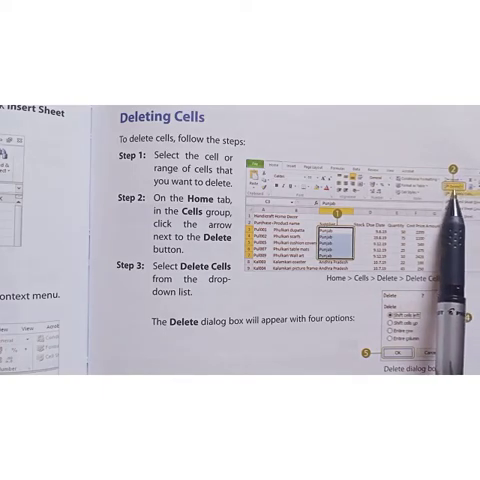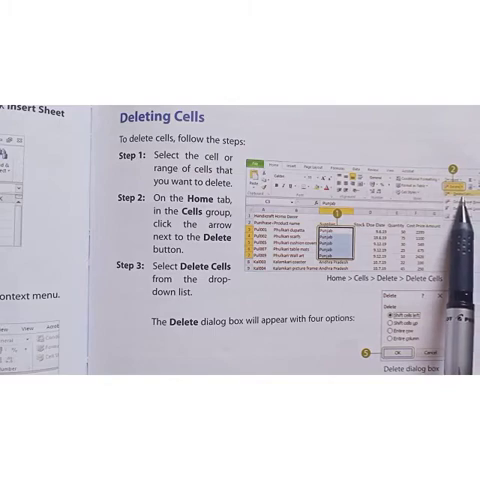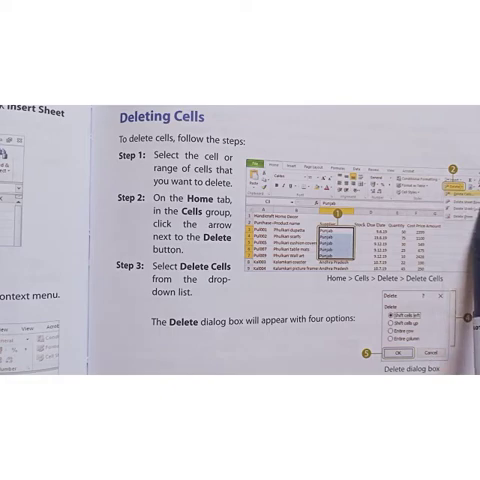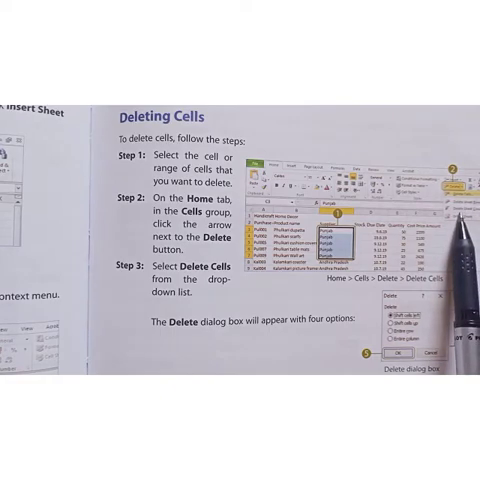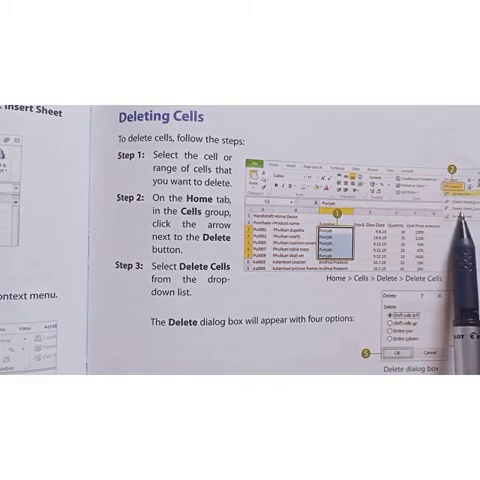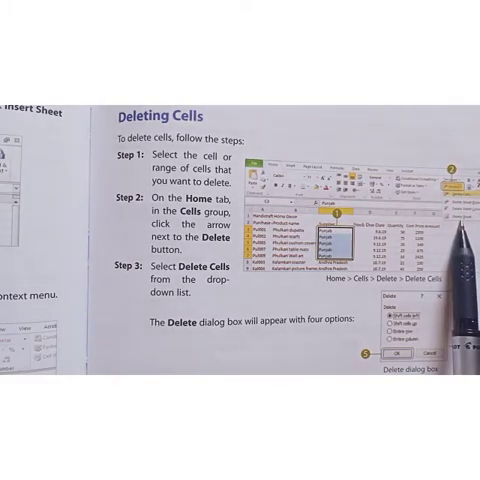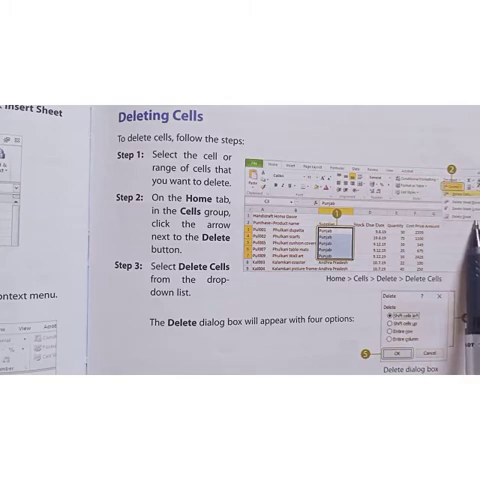When you get the delete option, if you are deleting the cells, click on delete cells. If you have selected the row and you want to delete the row, you will be using the option delete sheet rows. If you have selected the column and want to delete the column, click on delete sheet columns. If you want to delete the sheet completely, you will choose the option of delete sheet.